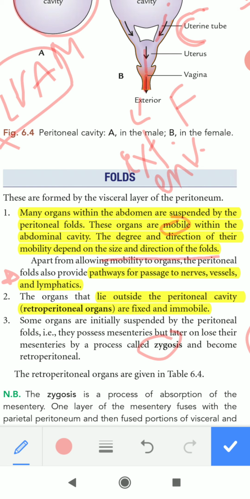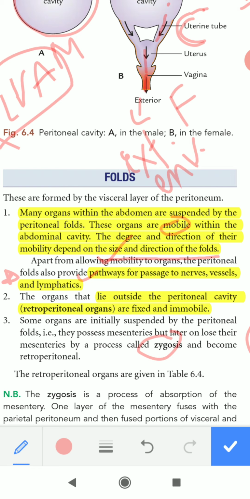Okay. So what are the functions of these peritoneal folds? Number one, it provides mobility of the organs. Number two, it provides a pathway for the passage of nerves, vessels and lymphatics. That means nerves, vessels and lymphatics pass through the peritoneal folds.